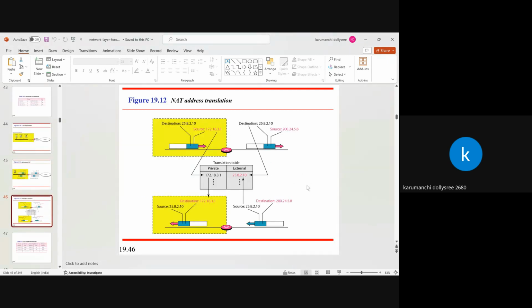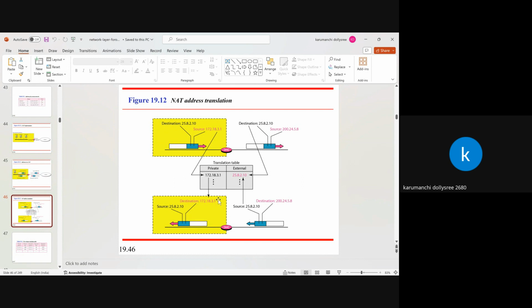If you see an example here, we have different sources and destinations. But when it goes from one source to another, the destination may vary, right? Here the destination is 225.8.2.10, and here the destination is 25.8.2.10. So the source is different and the IP address is different, right? Whenever we use both these IP addresses, we need to handle what the changes are, how it goes through the internet, and how the destination address comes from the internet. We have to note it in a translation table.